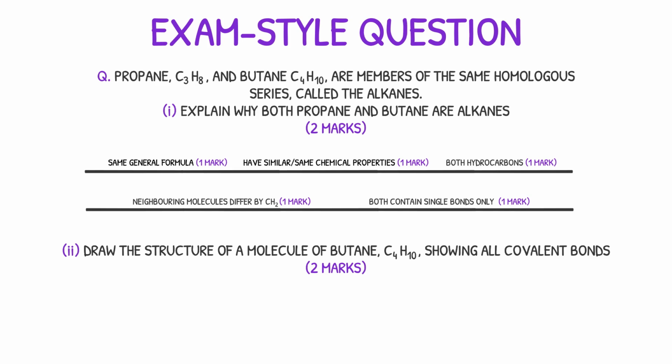The second half of this question asks for you to draw a molecule of butane, showing all covalent bonds. This question is generous and has provided you with the chemical formula of butane. We know that alkanes contain single bonds only, and we should know from our previous video on covalent bonding that carbon is in group 4 and can therefore only form a maximum of 4 bonds at a time. We can now apply this all to draw our molecule. The correct diagram should look like this: 4 carbon atoms, 10 hydrogen atoms, each joined by single bonds only.